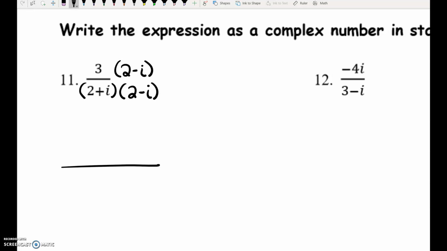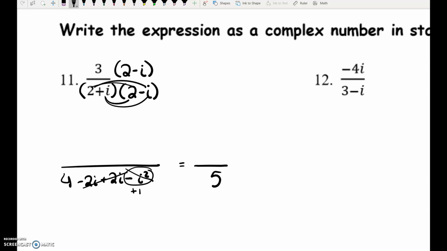Because then when I multiply on the bottom, I will get 4 minus 2i plus 2i minus i squared. So when I double distribute there, I'm going to end up with those i's canceling out. This -i squared is really a +1 because -1 times -1 is +1. So really I end up with a 5 on the bottom. And then you would just distribute normally on the top. So that's how you get rid of a radical on the bottom when it's an i.